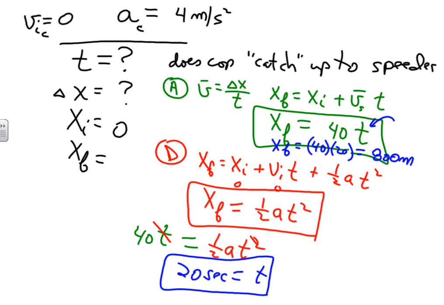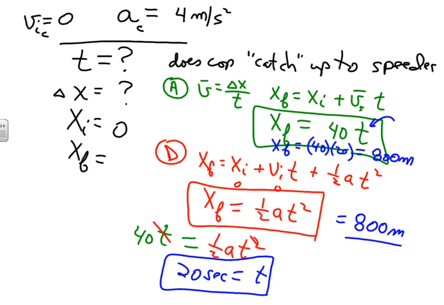Now let's go over here. Over here it's 1/2 at squared. That's the position. So what's 1/2 times a times 20 seconds squared? 20 seconds squared is 400. Half of 400 is 200. 200 times 4 is 800. So the cop is 800 meters away from the origin, and so is the speeder. So that's when the cop is passing the speeder.